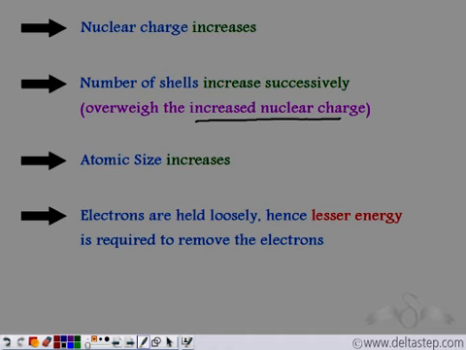As the atomic size increases, electrons in the outermost shell are held loosely, since the effect of the nucleus on the outermost shell decreases. So removing the electrons becomes easier, and we have to provide lesser energy. As lesser energy is required to remove the electrons, the ionization energy on moving from top to bottom in a group decreases.